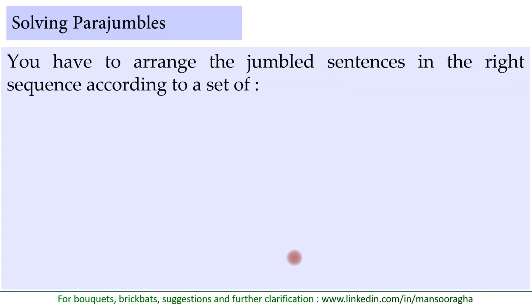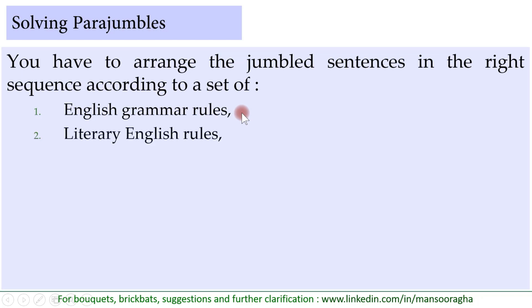Now, while solving parajumble questions, you have to arrange the jumbled sentences in the right sequence according to a certain set of rules. The first and foremost are English grammar rules. Simple concepts such as pronoun usage, articles, conjunctions help. Then there are literary English rules which govern how authors structure a paragraph in an article, essay or a story.